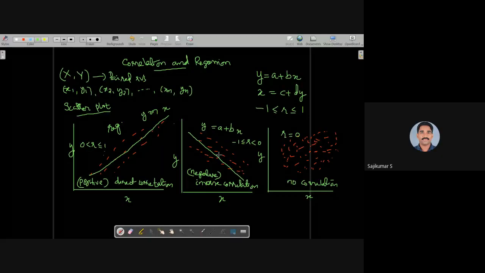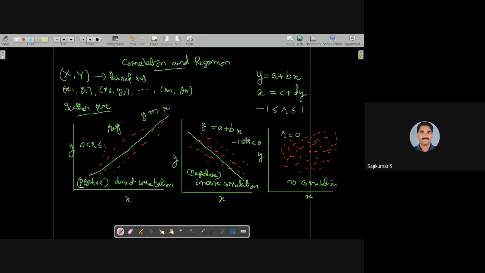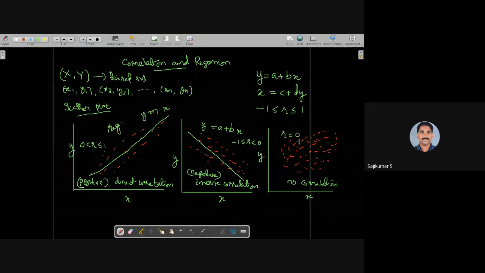It depends on the slope of the scatter plot, or the slope of the straight line fitted. Clear? If the slope is positive, you can have a correlation coefficient which lies between 0 and 1. If there is a negative sloping scatter plot, if the straight line has a negative slope, the value of the correlation coefficient lies between -1 and 0.